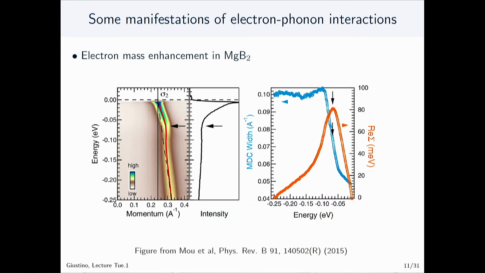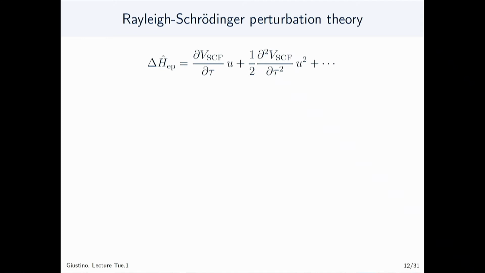So these are some of the experiments that we are interested in trying to understand and maybe predict. So let's go back now to the equation I gave you earlier. I told you that to define electron-phonon interactions in DFT, we basically look at this perturbation Hamiltonian: the change of the self-consistent potential with respect to position times displacement, plus the second-order derivative times displacement squared.